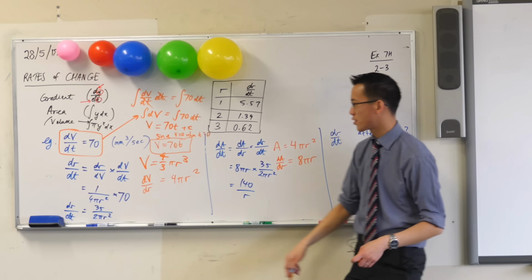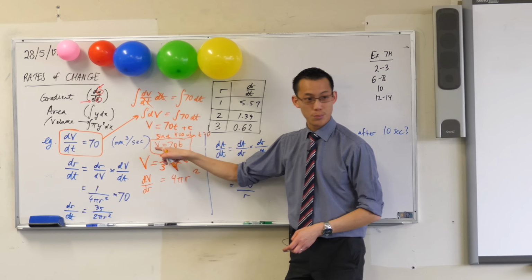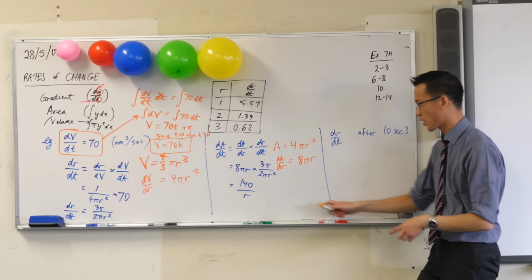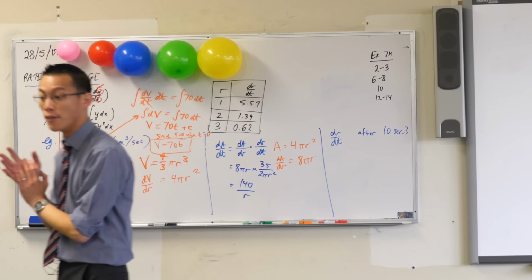Now you've got a relationship not just between volume and radius, but volume and time. Okay? Do you reckon you could work this out now? I'm going to give you a couple minutes to have a play and see if you can work out a value for it.